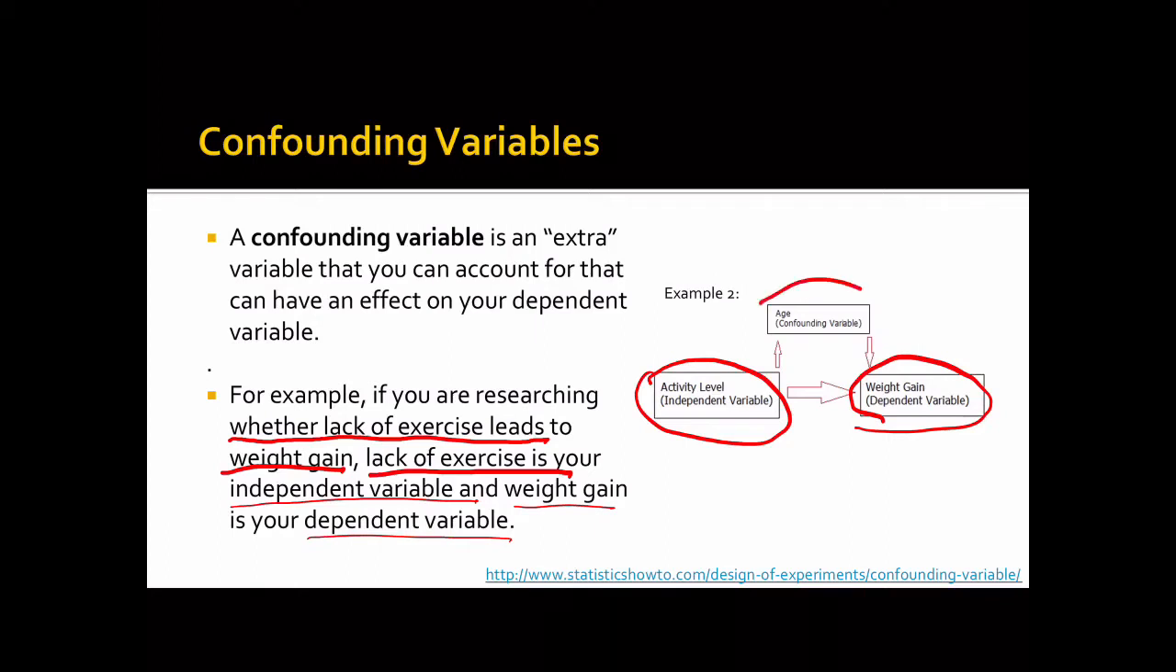For instance, age. Age is something that would be considered a confounding variable because it is something that is known to influence weight gain, how quickly or how rapidly someone loses or gains weight. So with humans there are lots of different things that researchers have to consider when they're testing and looking at different results. So that is considered a confounding variable. It's a variable that you can account for that can have an effect on your dependent variable or your response variable.